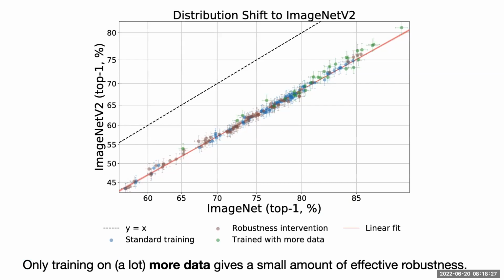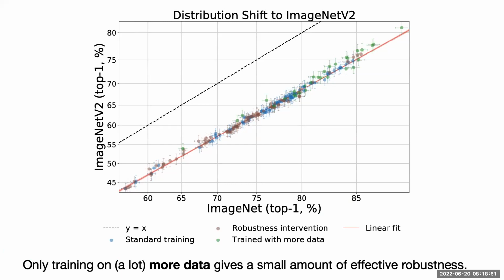And now if you think like, oh, it's kind of hard to see the brown points and the green points, this is indeed the case because they all fall really close to the blue points. So as we said, the goal here is to have effective robustness, to be above the red line. And it turns out that all of the robustness interventions basically don't do anything on the distribution shift. They fall on the same baseline that is given by standard ImageNet training.